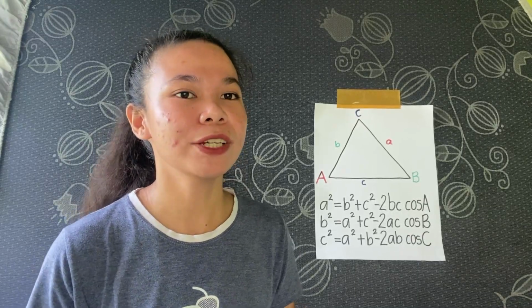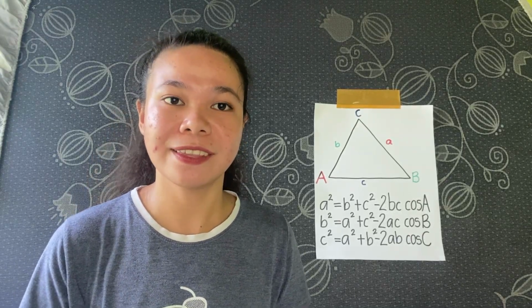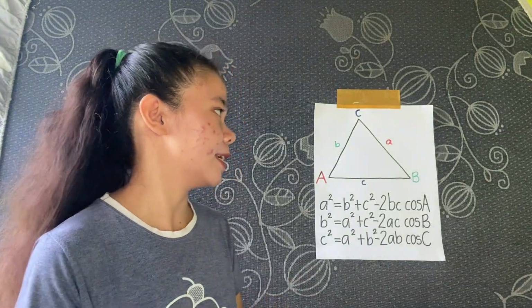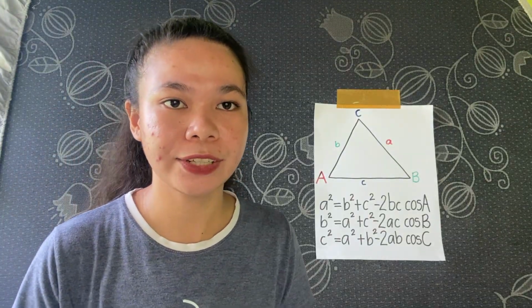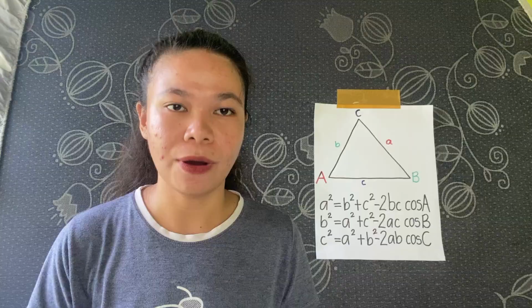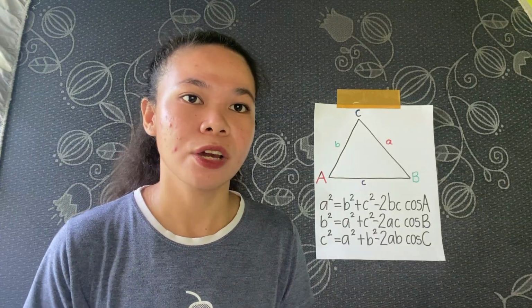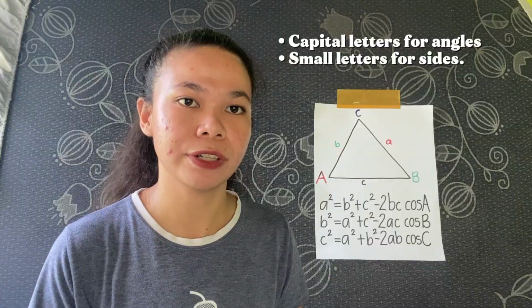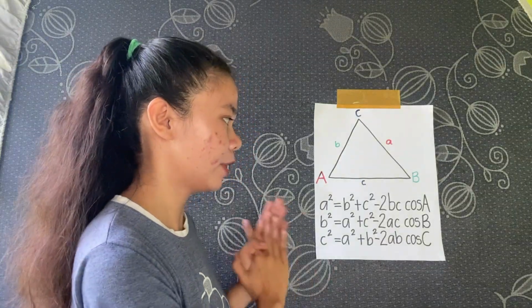So, we have here triangle ABC, and this is a good example of an oblique triangle because, as we can see here, it does not contain any right angle. Now, recall that in naming triangles, we use capital letters for its angles and small letters for its sides, just like what we have here.